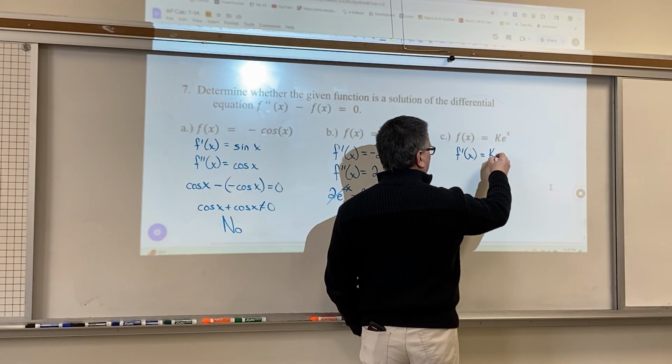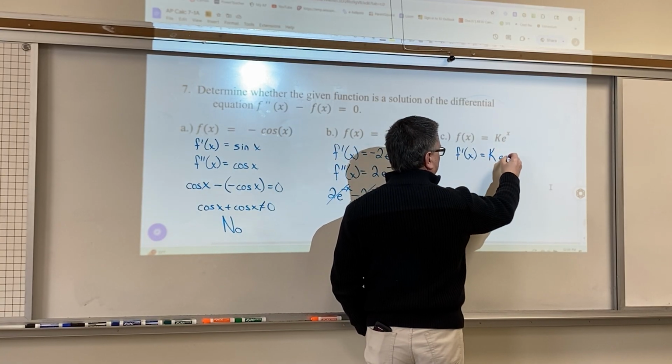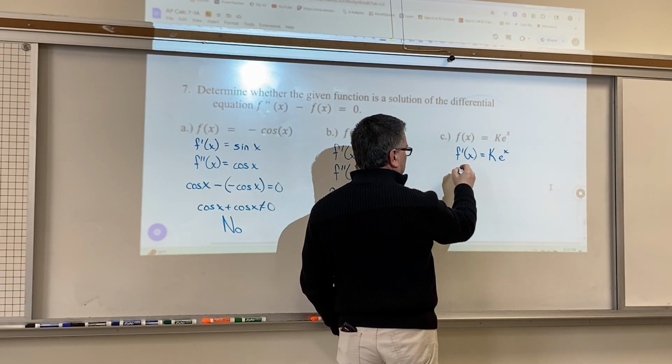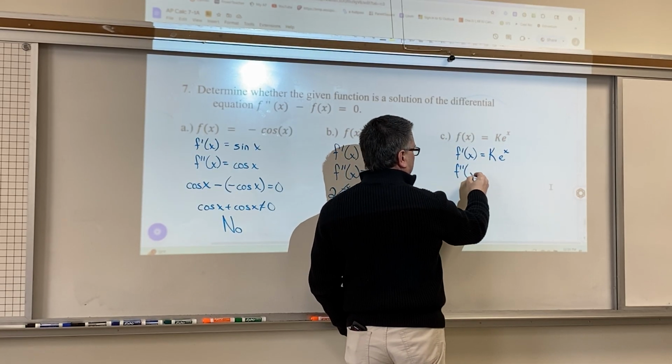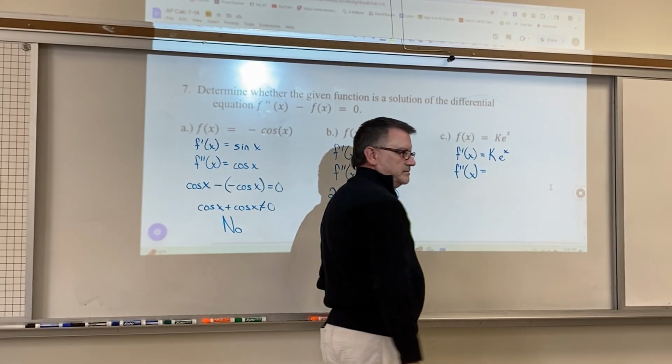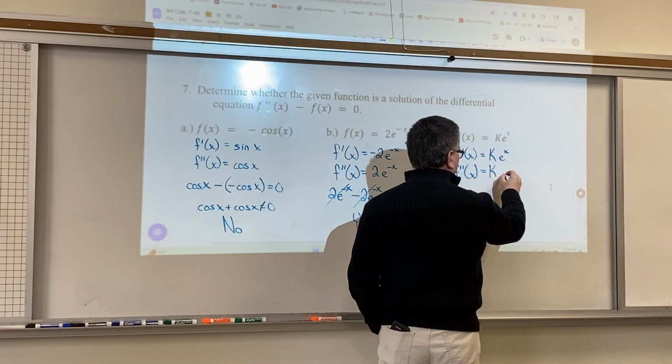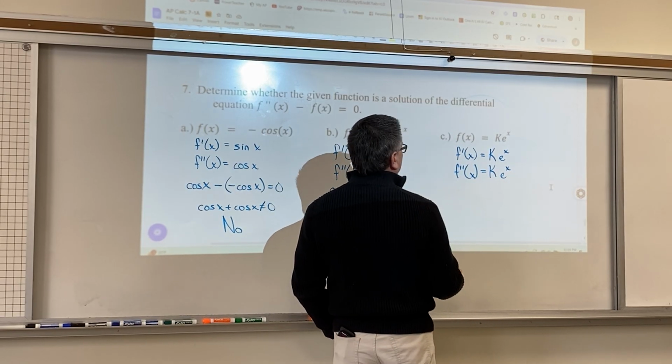That's a constant, so I can bring it outside. The derivative of e to the x is e to the x times the derivative of the inside, which is just 1. Okay. The second derivative: same thing, and we can bring the K outside. e to the x is e to the x times the derivative of the inside. Let's plug that in.